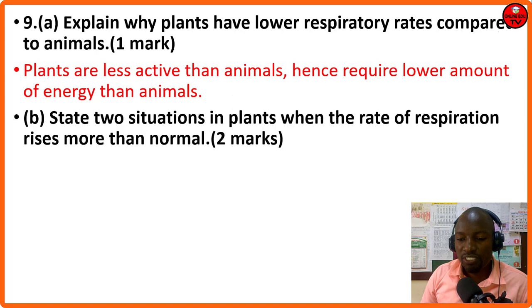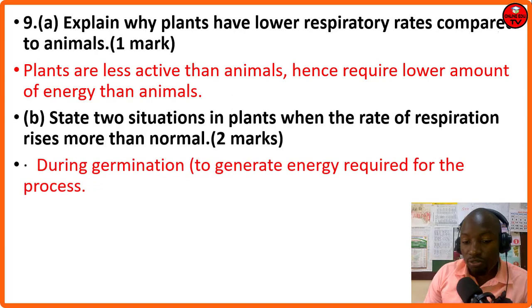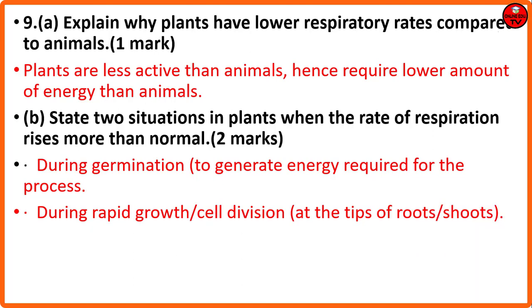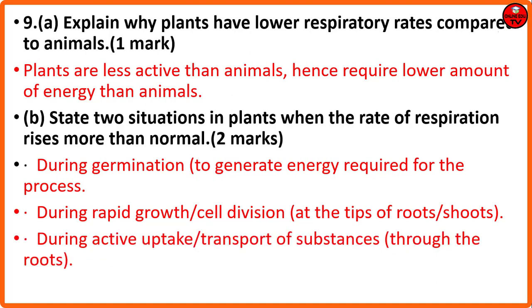Number two, state two situations in plants when the rate of respiration rises more than normal. During germination, to generate energy required for the process of germination. During rapid growth or cell division, that is at the tips of the roots and shoots. During active intake and transport of substances through the roots.